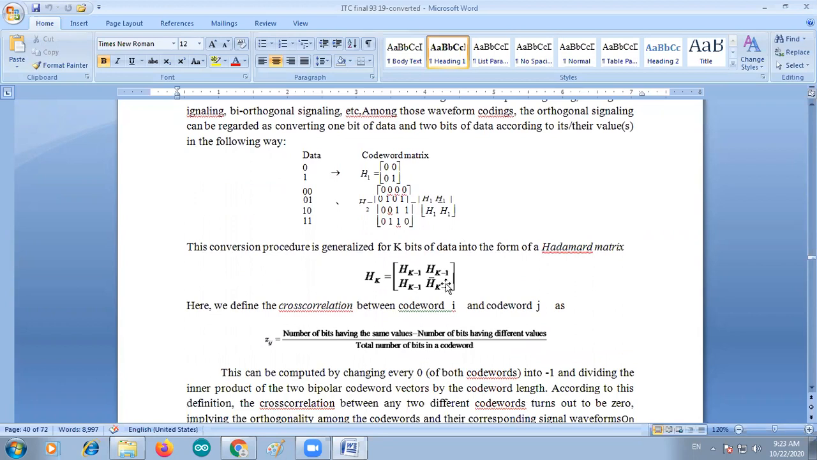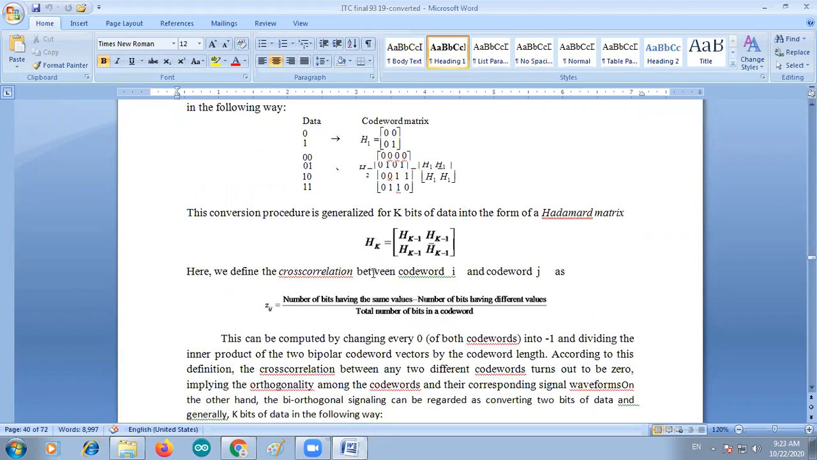So likewise, when k number of bits are used, H of k is equal to H of k minus 1, H of k minus 1, H of k minus 1, and H of k minus 1 bar. So here, you can design a better waveform.